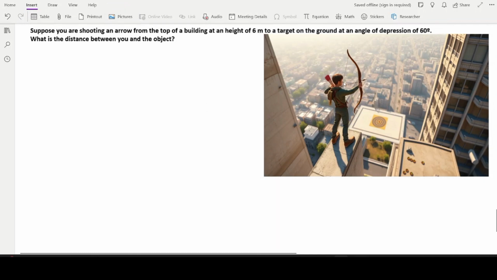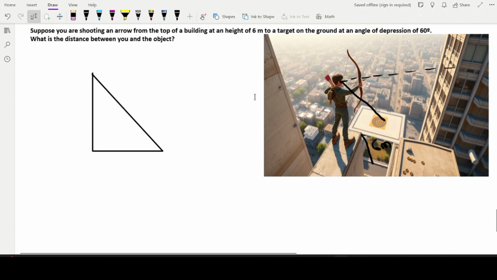So his actual line of sight would be this straight line. He is trying to aim at a target which is on the ground, and he is standing on the top of a building which is 6 meters in height. A shooter is standing on the top of a building which is 6 meters in height, and he is aiming at a target on the ground with an angle of depression 60 degrees.